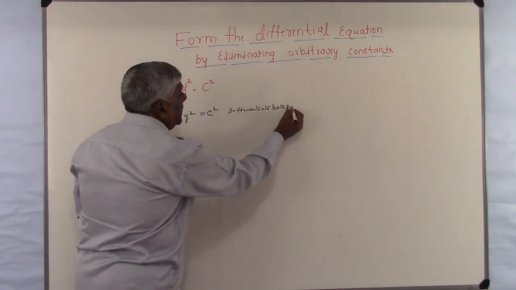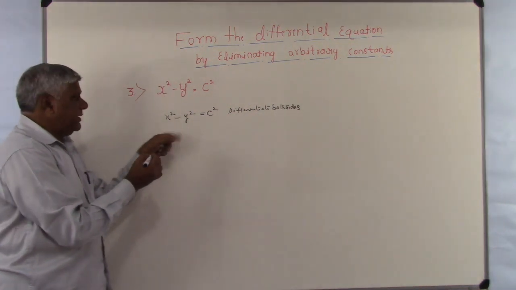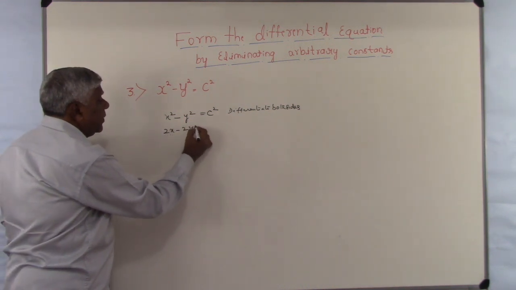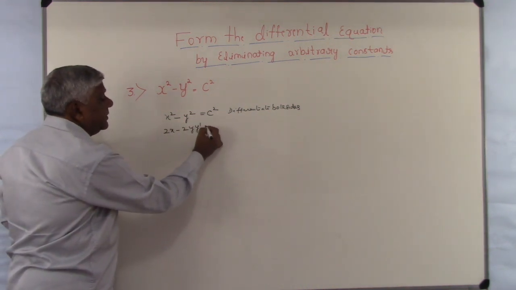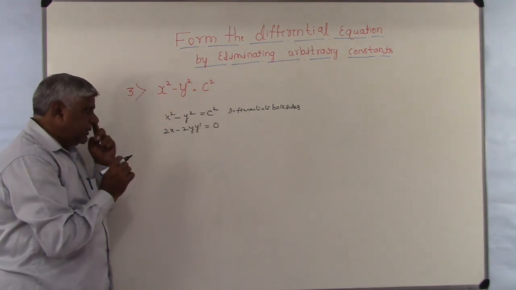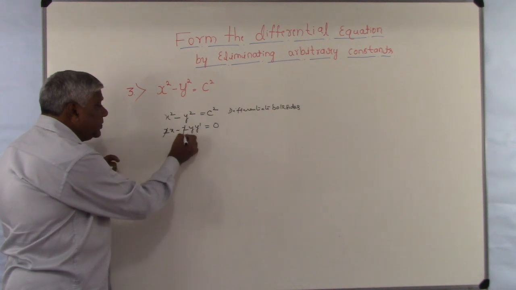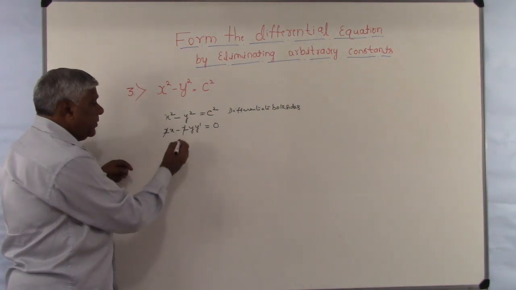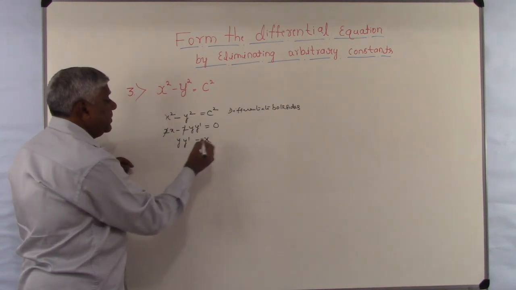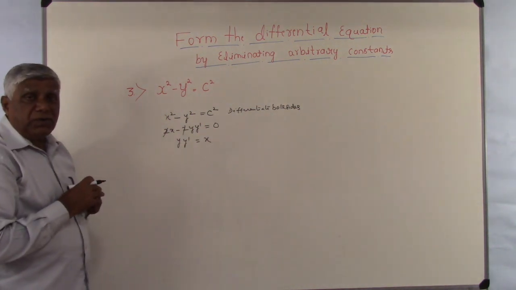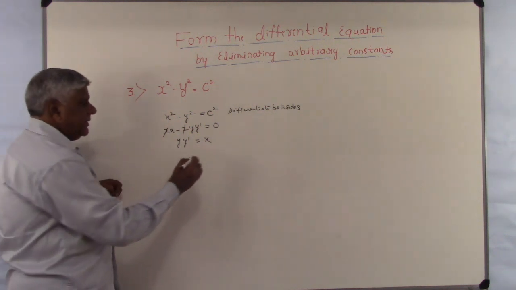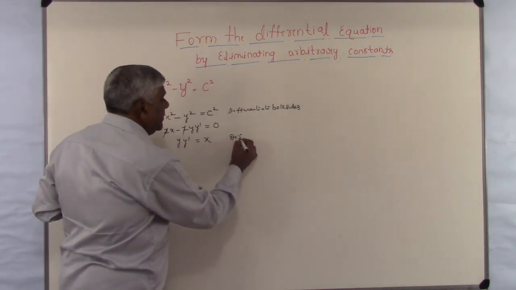What do we get here? If we differentiate both sides, we get 2x minus 2y y dash is equal to 0. Differentiation of constant is always 0. Now these 2 and these 2 get cancelled. Now y y dash is equal to x. Now we will differentiate once again. What do we get? We will see.